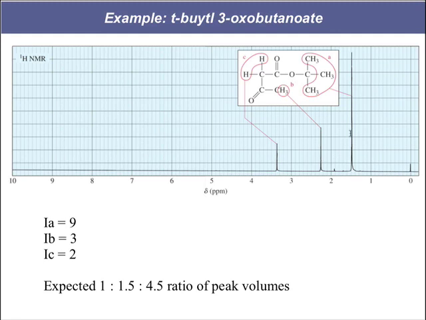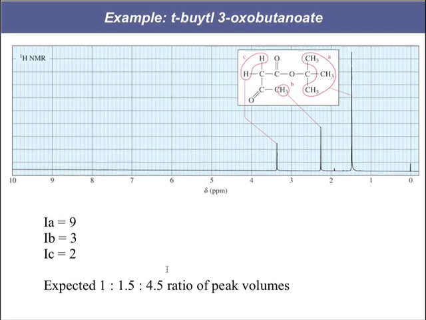Their integrations, we've got 9 type A's, we've got 3 type B's, and we've got 2 type C's. So we would expect a ratio of 1 for the C's to 1.5 for the B's to 4.5 for the A's.